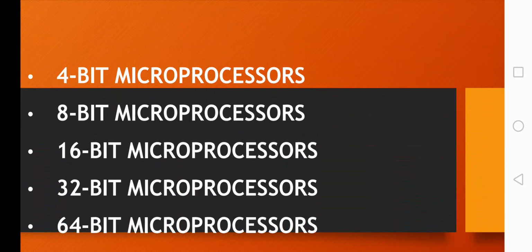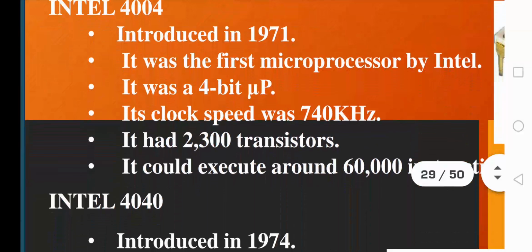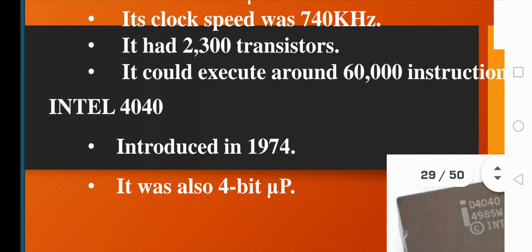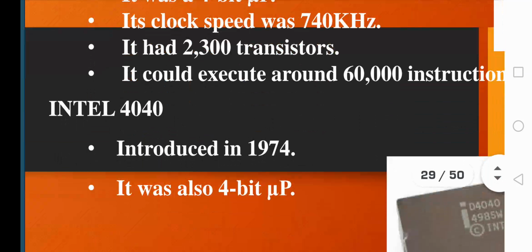In that particular basis we are going to define the history of a microprocessor. First of all, we are looking at the 4-bit microprocessors that were invented so far. The second 4-bit microprocessor that was invented was 4040, in the year 1974. But don't think that between the years 1971 and 1974 they did not invent any microprocessor. Please don't think like that.